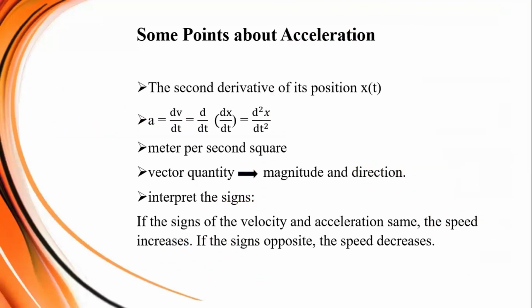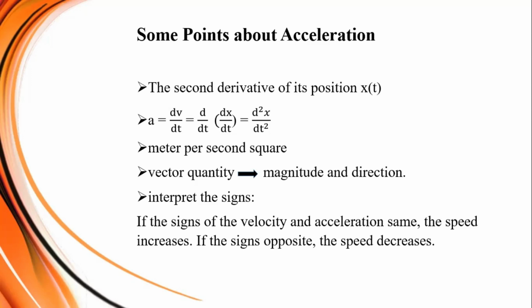We can combine previous equations. a equals dv over dt. Here we can put dx over dt instead of v, and then we will have d squared x over dt squared. In words, the acceleration of a particle at any instant is the second derivative of its position x(t) with respect to time. A common unit of acceleration is the meter per second squared.